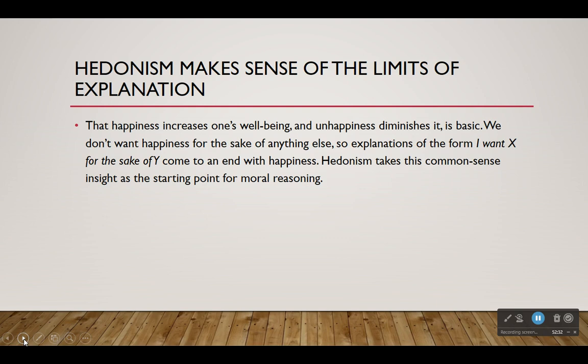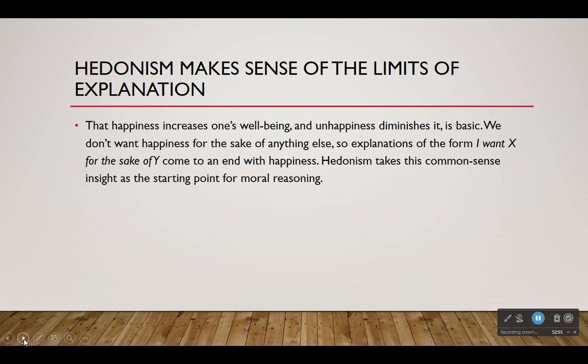This form of explanation, I want X for the sake of Y, that can go on for a long time. But it can't go on forever. At some point, that form of explanation has to come to a stop. You can't go on forever saying, I want X for the sake of Y. Well, why do you want Y? Well, I want that for the sake of Z. Well, why do you want Z? Well, I want that for the sake of A. Well, why do you want A? Well, I want that for the sake of B. This can't go on forever, right?